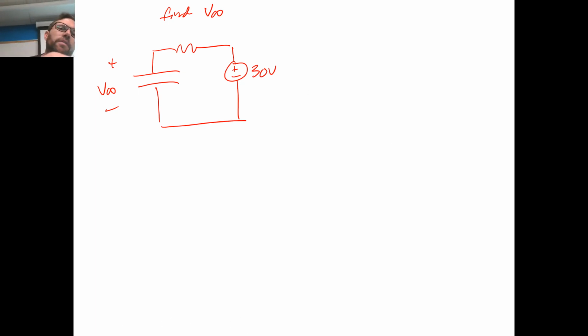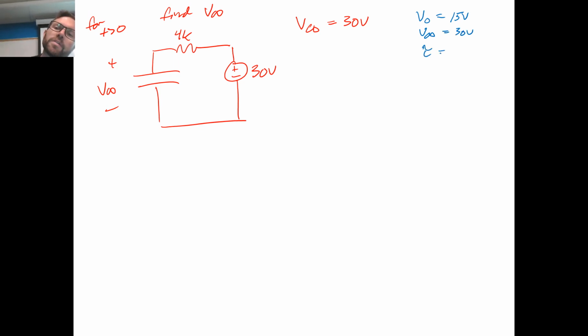All right, so we've got that 30 volts, 4K, and we kind of already know just by inspection, just looking at it, you can see that V at infinity is eventually going to charge to 30 volts. Right, this is for t larger than 0. And so now we just plug everything in. We've now found, we've got V naught is 15 volts, V at infinity is 30 volts, tau is 2 seconds. And so we have everything to plug into the general formula.